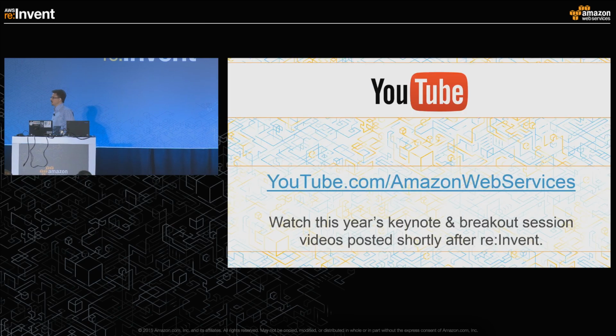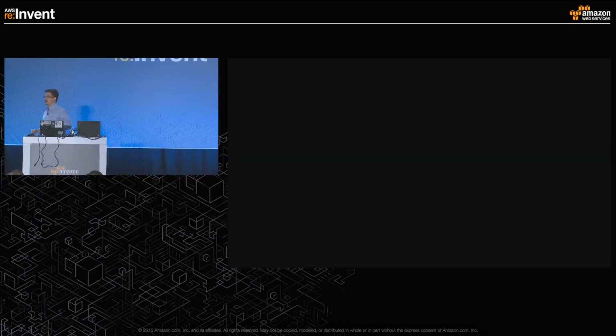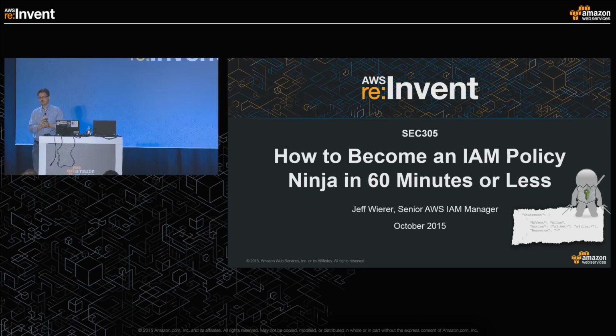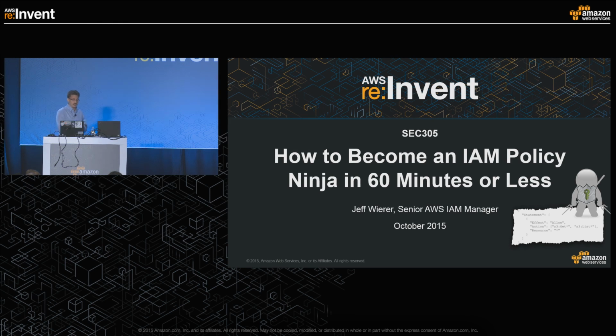So hopefully you're here, though, let me just switch this over. Hopefully you're here because you're interested in identity and access management. You want to learn how to secure the resources in your AWS account, and you want to master the IAM policy language. My name is Jeff Weir. I'm a senior manager on the identity and access management team, and I hope to, in the next 60 minutes, get us all up to speed and become policy ninjas.